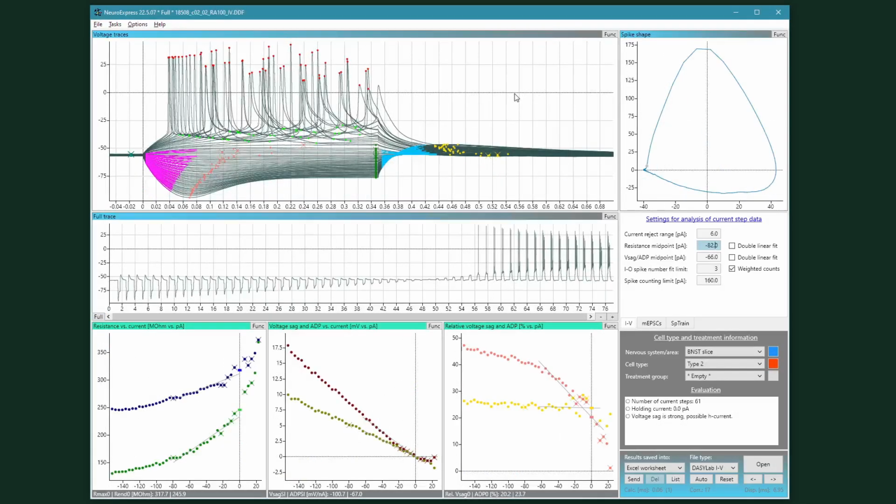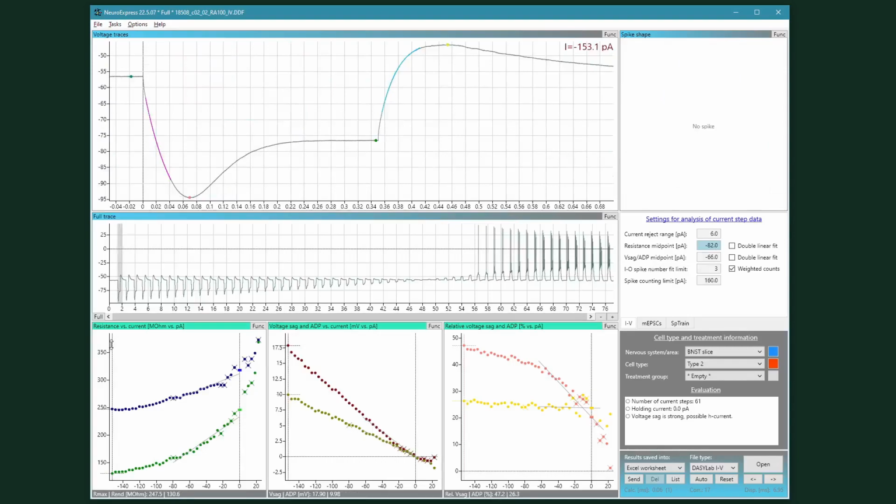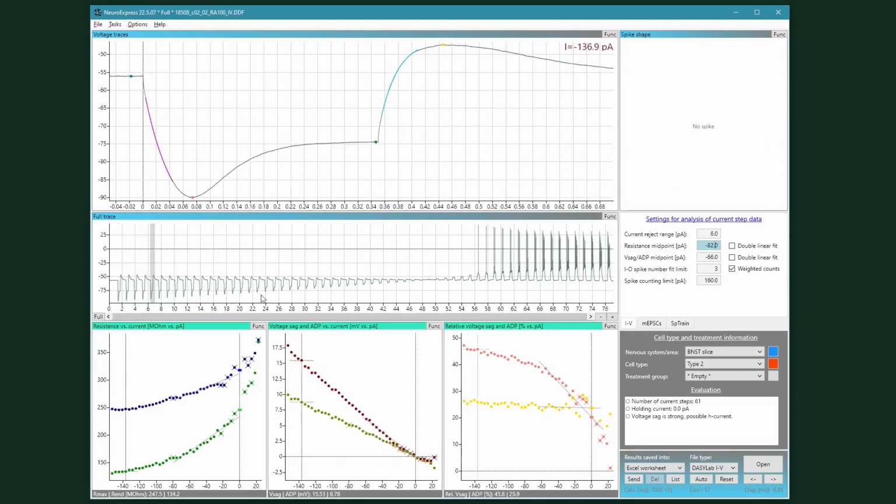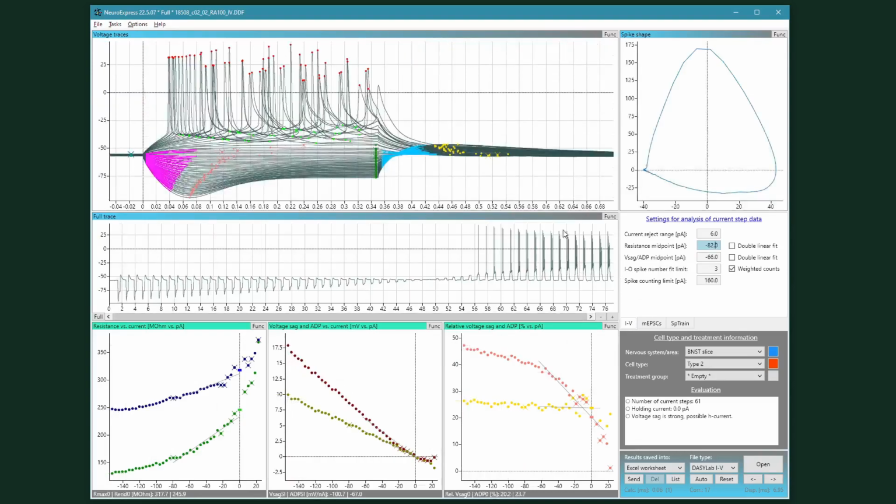So let's see how the program will work to extract physiological parameters from these IV data, from these voltage responses of the neuron. In this example, the neuron received a stimulation starting at minus 153 picoamp, and the total number of steps was 61. So there was a strong firing at the depolarizing range.